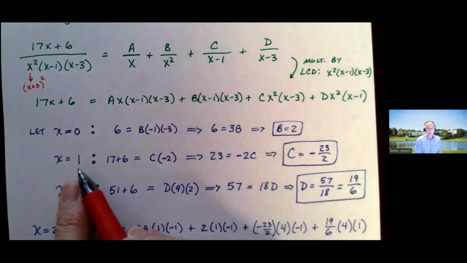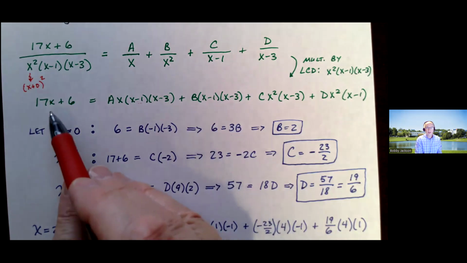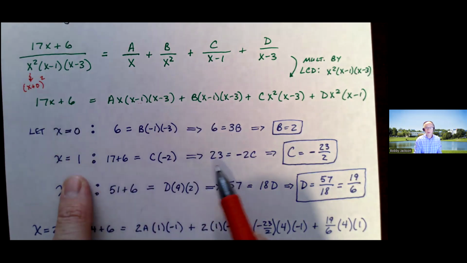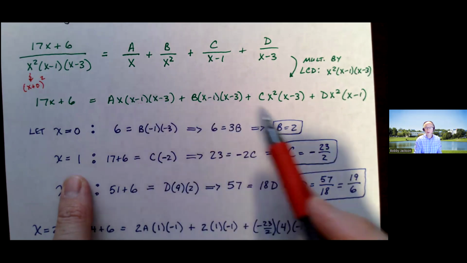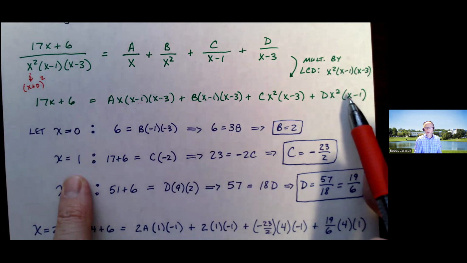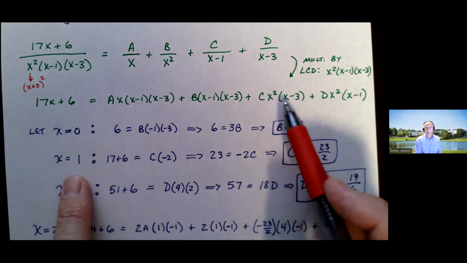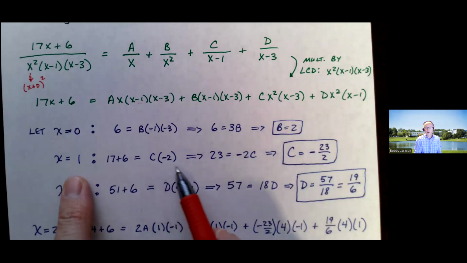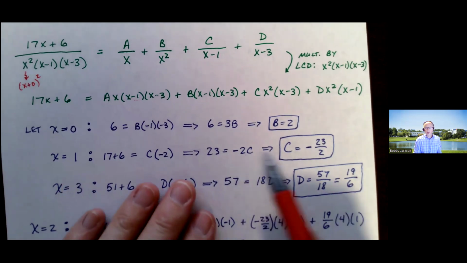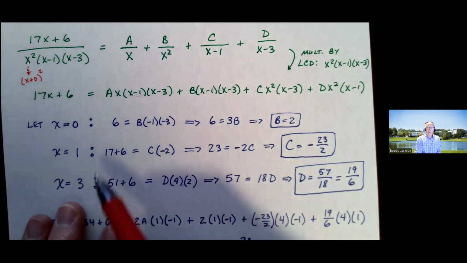When I plug in x equals 1, that's the other thing I can plug into, right? The other shortcut. I'll get 17 plus 6, which is 23. And this term will be 0. This term will be 0. And the last term will be 0, right? If I plug in x equals 1. This term will not, though, right? I'll get C times 1 squared is 1. 1 minus 3 is negative 2. So I'll get C times negative 2, or negative 2C. So if I solve for C, I get C as negative 23 halves.